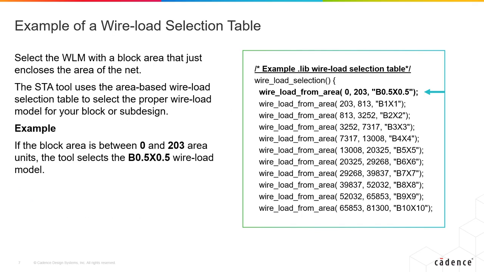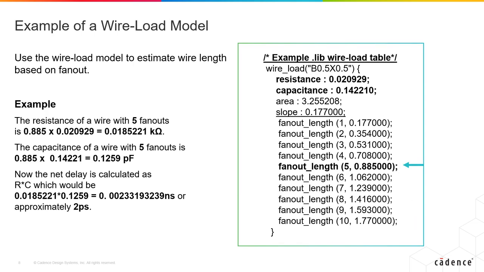This example shows the wire load selection table. If the block area is between 0 and 203, then the tool selects the B.5.5 wire load model. The actual wire load model looks similar to this, where you have these kinds of resistance multipliers and capacitance multipliers. And the RC is now calculated based on the capacitance of the wire and resistance of the wire.